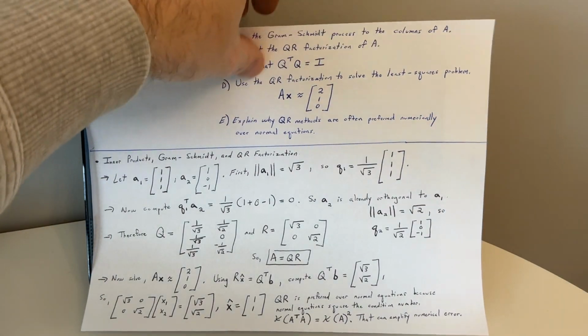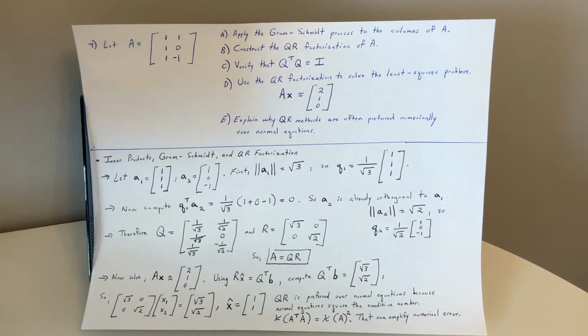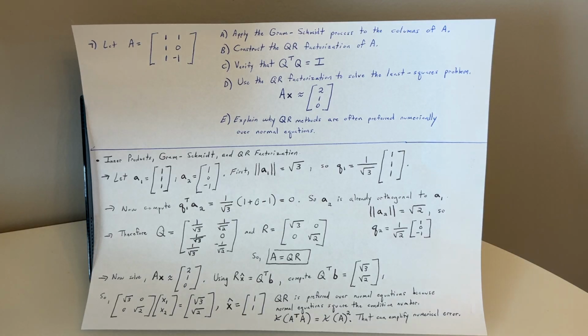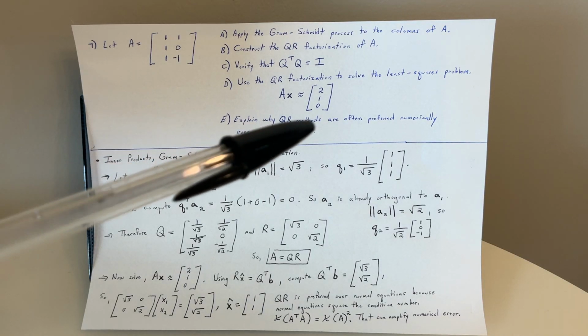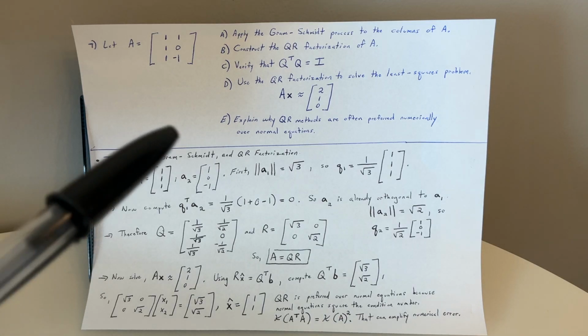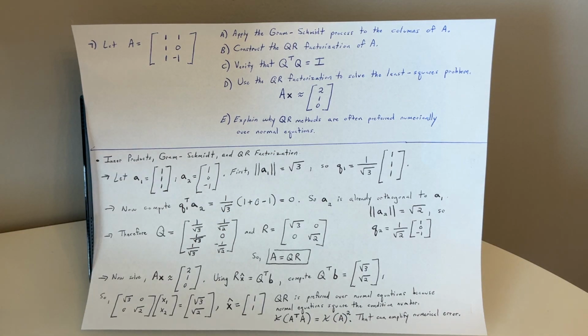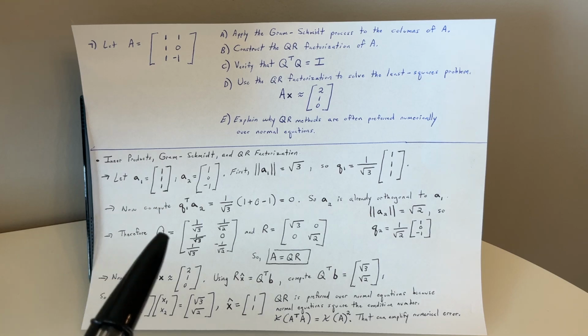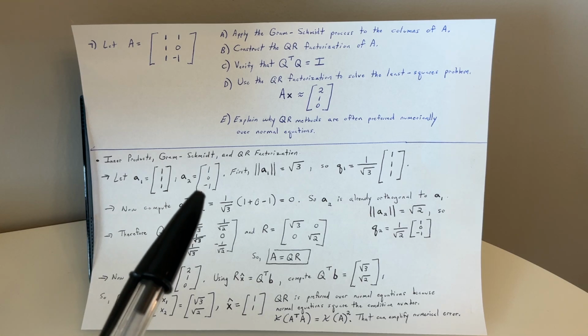Use QR factorization to solve the least squares problem, where AX approximates the column 2, 1, 0. And explain why QR methods are often preferred numerically over normal equations. So this is an inner products, Gram-Schmidt, QR factorization problem. We're going to let A sub 1 equal 1, 1, 1 and A sub 2 equal 1, 0, -1.